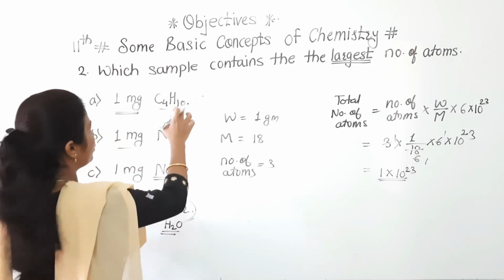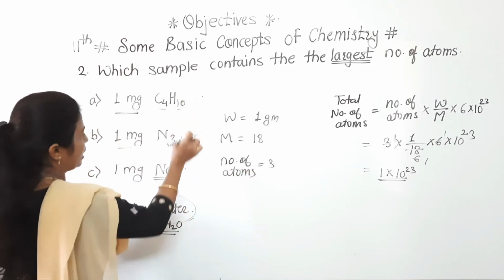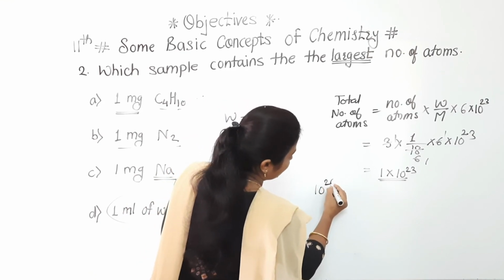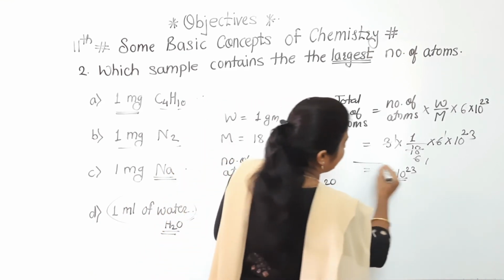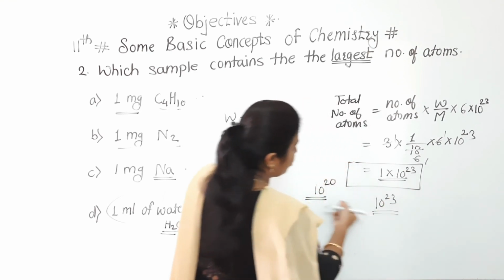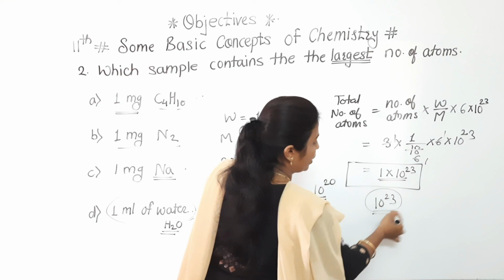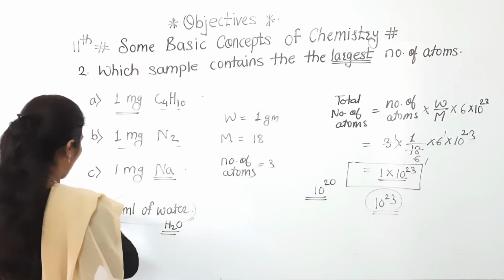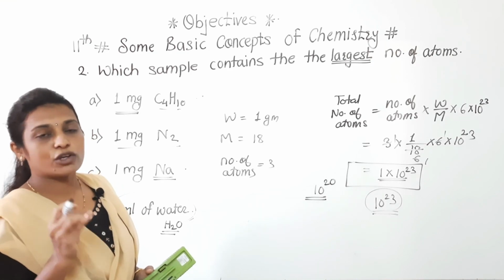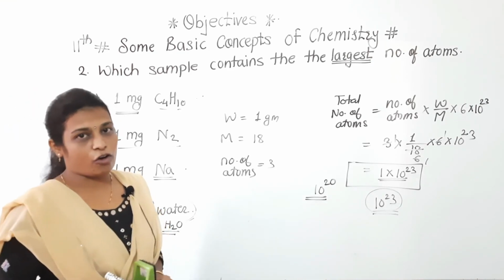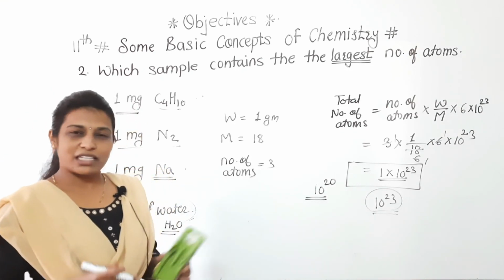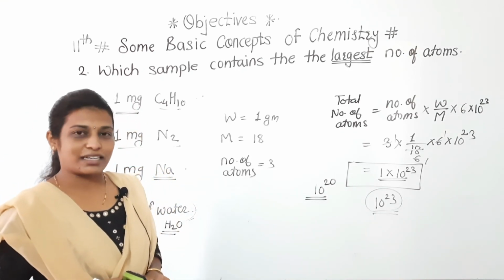Now you can ask why we have not calculated the final answers for A, B, C. Because every time we were getting 10 raised to 20 power, and here in the last option we got 10 raised to 23 power. Which one is bigger? 10 raised to 23 power is the bigger one. That's why option D is the answer. In that we can say that 1 ml of water contains the largest number of atoms. So here we have completed two objectives. The next objectives we are going to discuss in the next class. Thank you all of you.